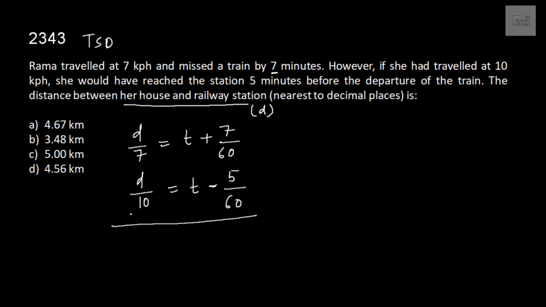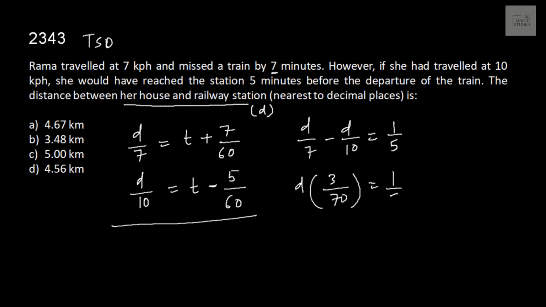If I subtract this, what will I get? D by 7 minus D by 10 equals 7 plus 5, because it will change into the plus sign, like 12 by 60, that will be 1 by 5. D common, 10 minus 7 is 3 by 70 is 1 by 5. D equals this is 14. Yes, it is 14 by 3. 4, 12 and 2 by 3. 4.67, 4.67 kilometers. Do we have that in the options? Yes, option A fits in.